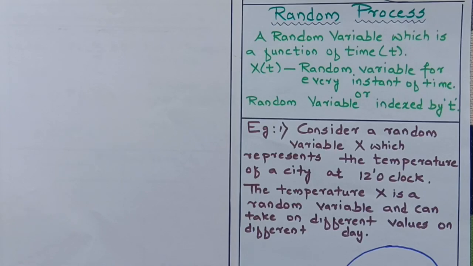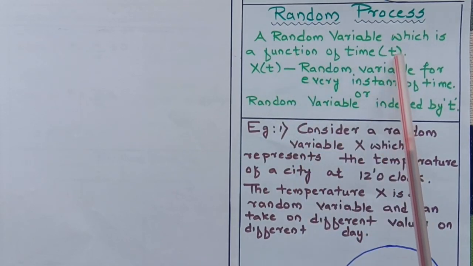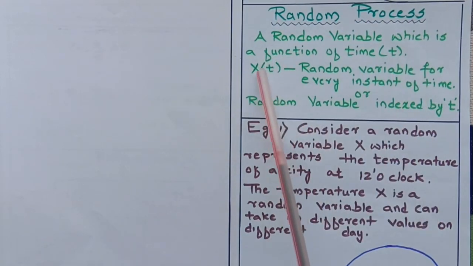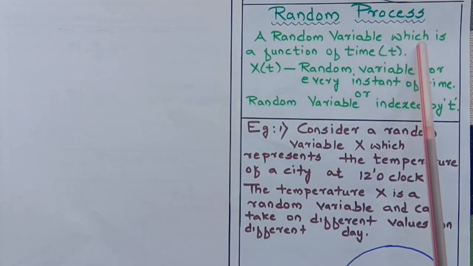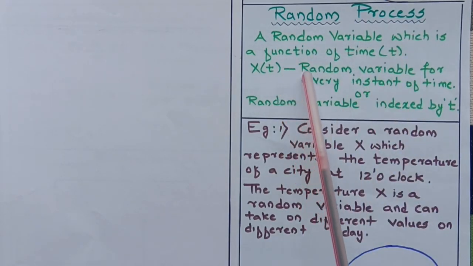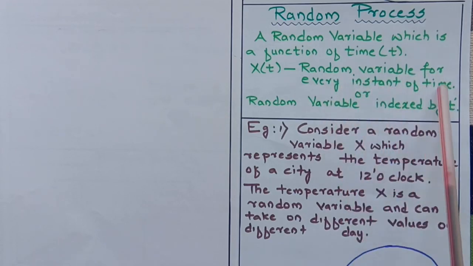Now moving towards our actual topic, that is random process. The concept of a random process is an extension of the random variable. A random variable which is a function of time is nothing but your random process. It is denoted by x of t. Any random variable whose value depends on time is called a random process. So x of t denotes a random variable for every instant of time.